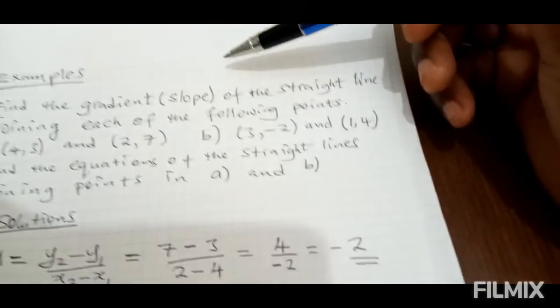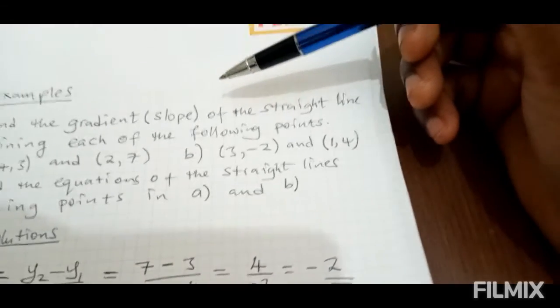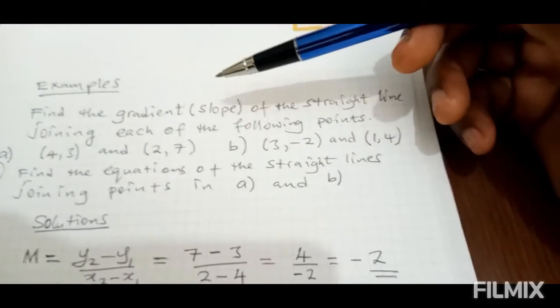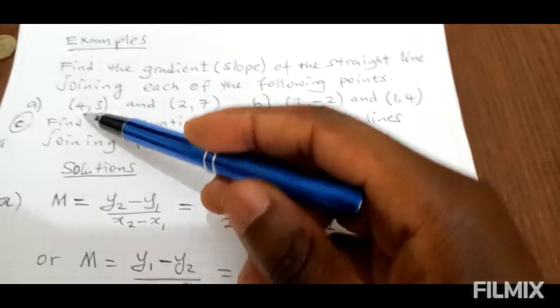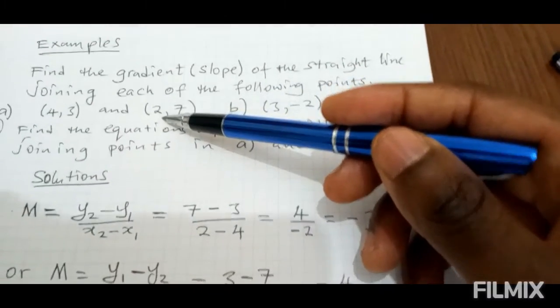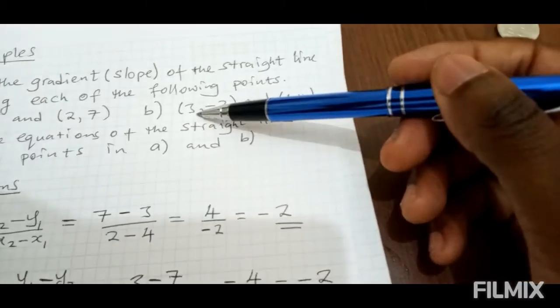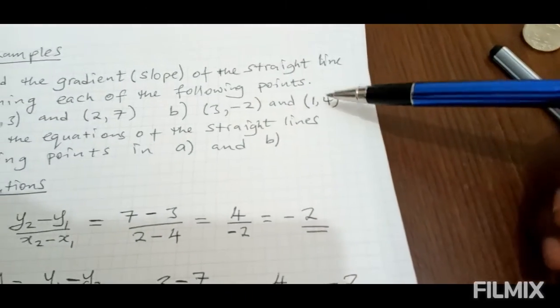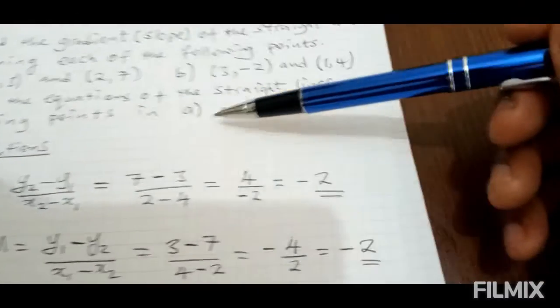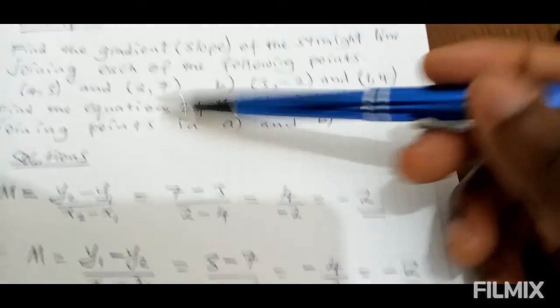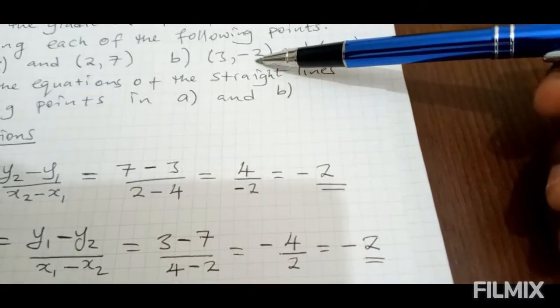Now let's see the examples. Find the gradient or slope of the straight line joining each of the following points. We have A: 4,3 and 2,7, then B: 3,-2 and 1,4. And part C, find the equations of the straight lines joining points in A and in B.